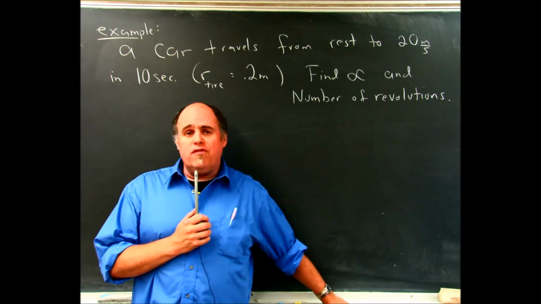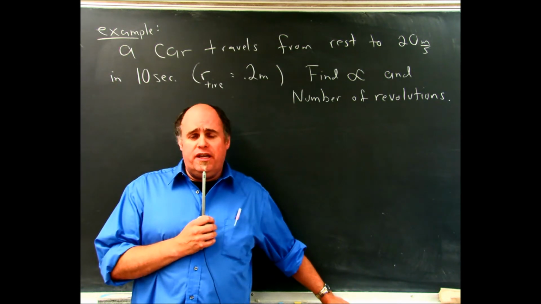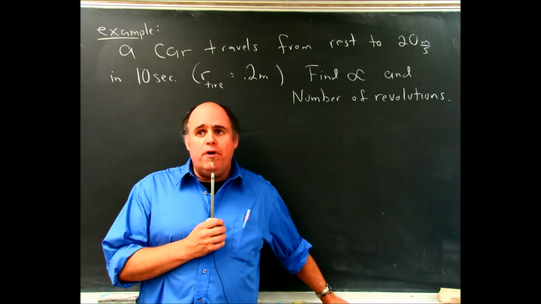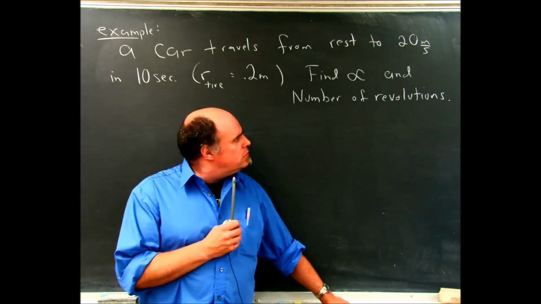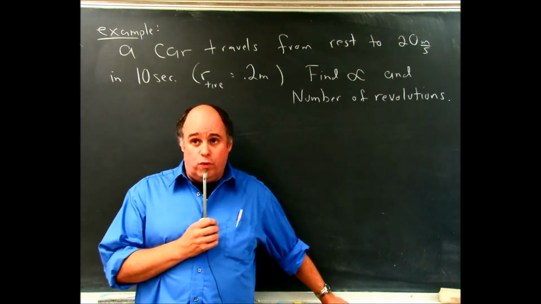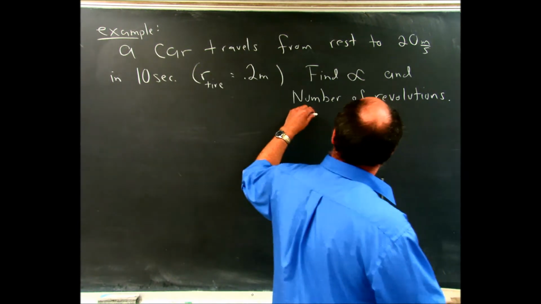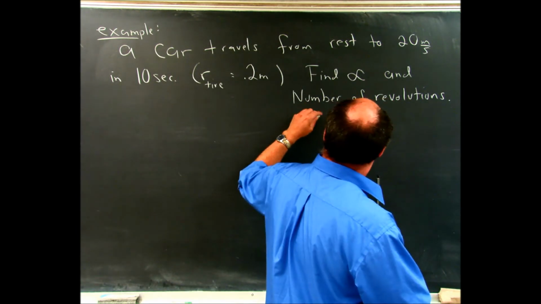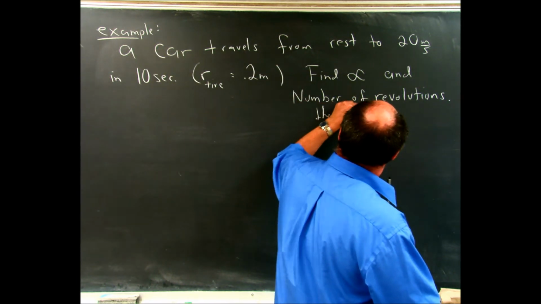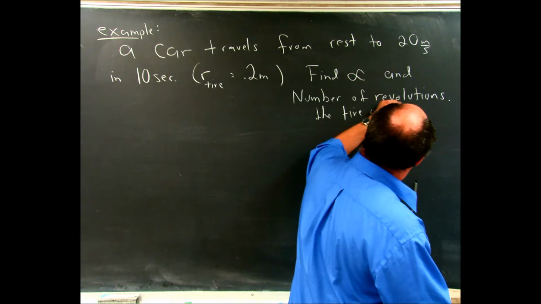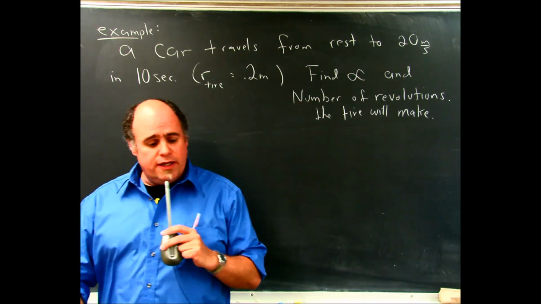One, we are asked for the angular acceleration, alpha. And the second thing is we are asked for the number of revolutions that the tire will make. Okay, so that's the question.